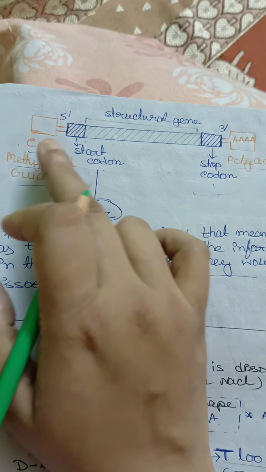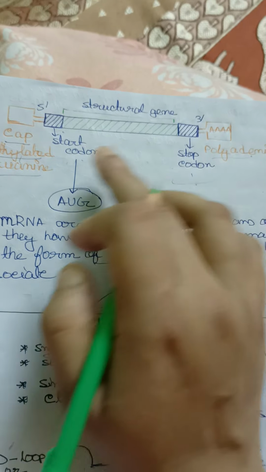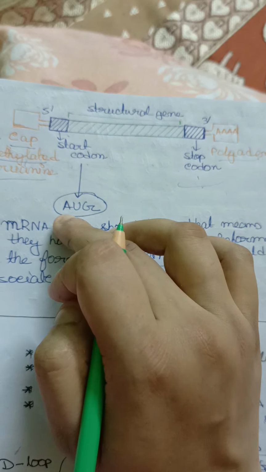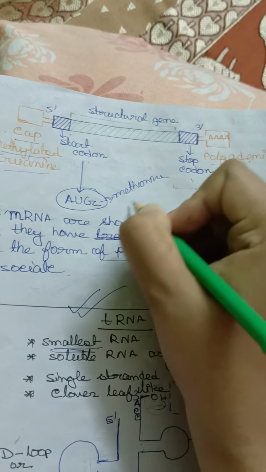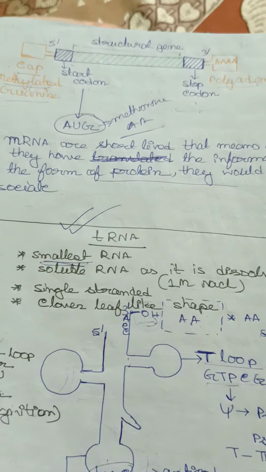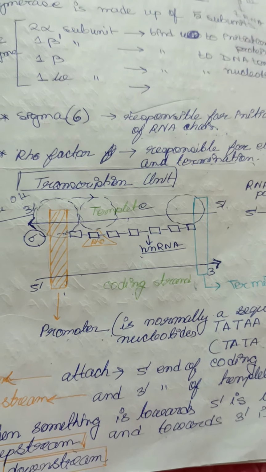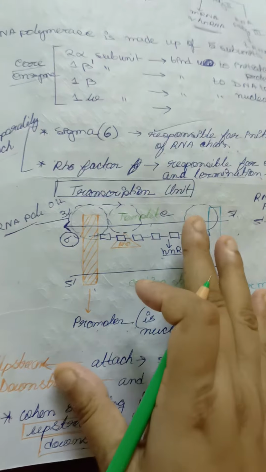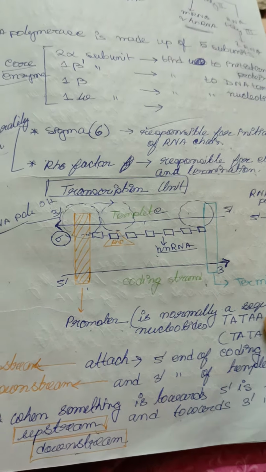So here, 5 prime is the cap, 3 prime is the polyadenine tail, and this is the start codon, this is the stop codon. And I always told you from the start codon there will be the code AUG, and this is for the methionine amino acid, right? So we already learned that thing. So in this way hnRNA will be synthesized, and from hnRNA mRNA will be synthesized. So this is the process called transcription. This mRNA will help in the synthesis of protein. We will see in the part of translation. So what is the process?